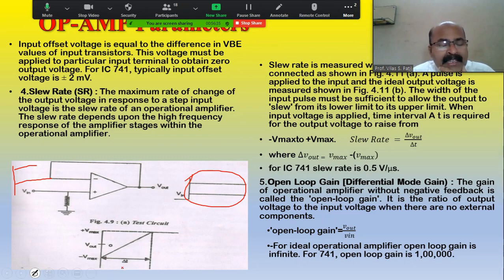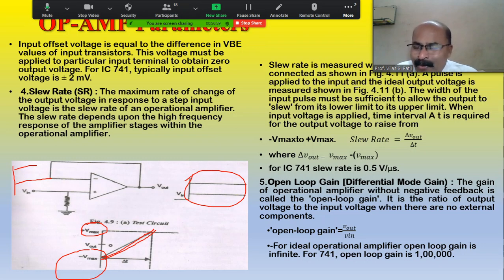आता जर आउटपुट बघितलं मित्रांनो, आउटपुट व्होल्टेज हे क्वेजी स्टॅटिक आहे, वेरिंग व्होल्टेज आहे, म्हणजे व्होल्टेज वाढत जाते आणि मायनस व्ही मॅक्स पासून प्लस व्ही मॅक्स कडे जाते. समजा व्ही मॅक्स म्हणजे मी वजा चार व्होल्ट म्हटलं, ते वजा चार व्होल्ट ते अधिक चार व्होल्ट, हे किती वेळामध्ये जाते? हे इन टाइम डेल्टा टी.